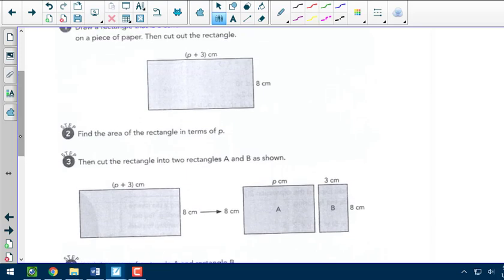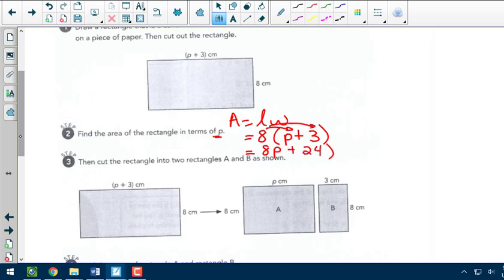Okay, so in terms of P means I'm going to distribute 8. Find this area, so area equals length times width, and I'm going to distribute that 8 to the P plus 3. So in terms of P, meaning there's going to be a P in the answer. So yes, I get 8 P's and 24. And I'm going to put parentheses around that, centimeters squared.